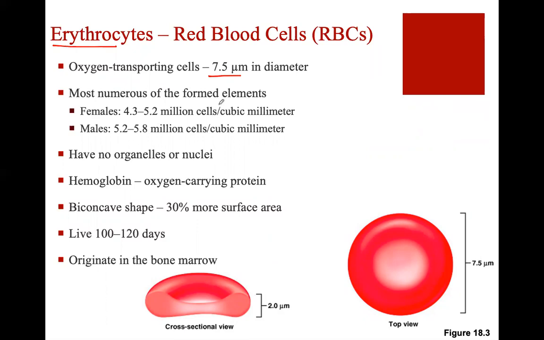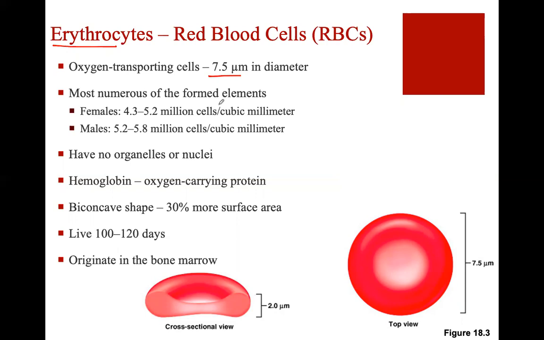Again, going back to that whole concept of males having more blood, that also translates in terms of red blood cell numbers. So in females, you have about 4.3 to 5.2 million cells per cubic millimeter, which is a way of measuring the RBC count. And in males, it's about 5.2 to 5.8 million cells per cubic millimeter.